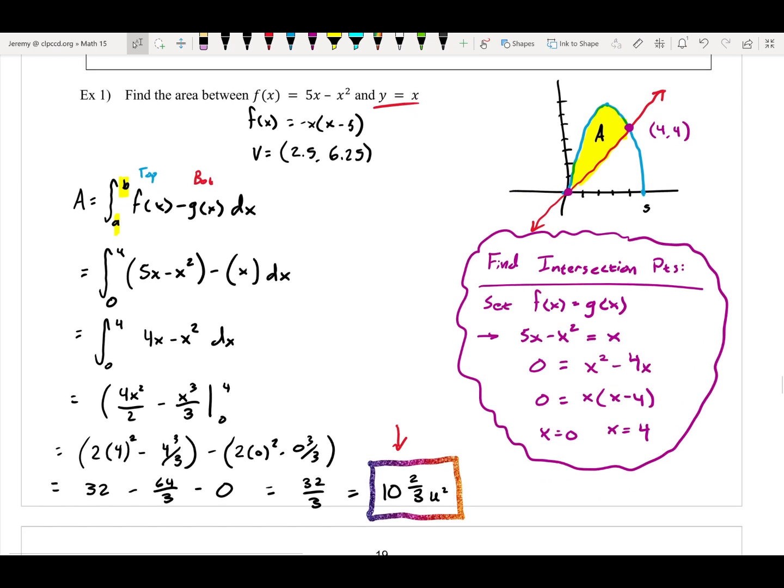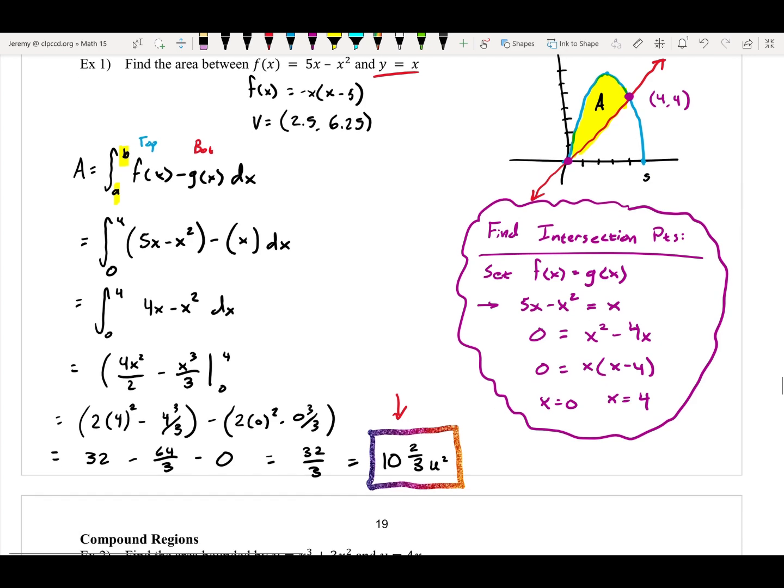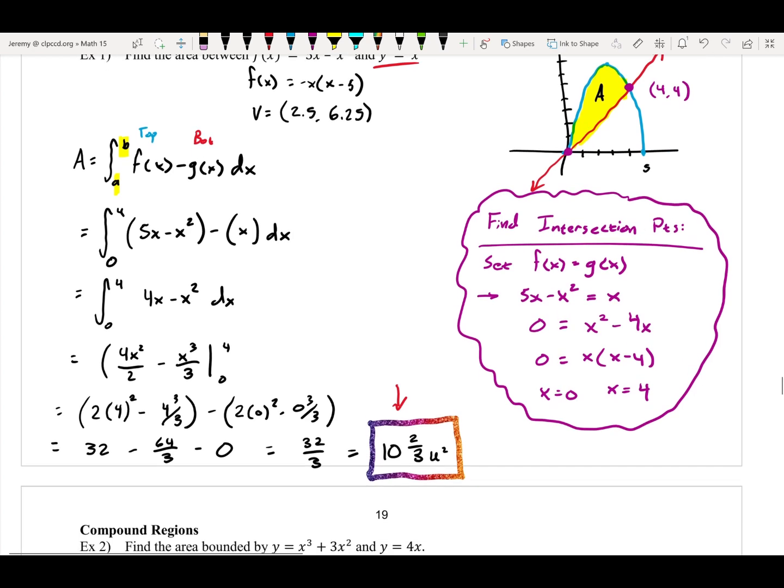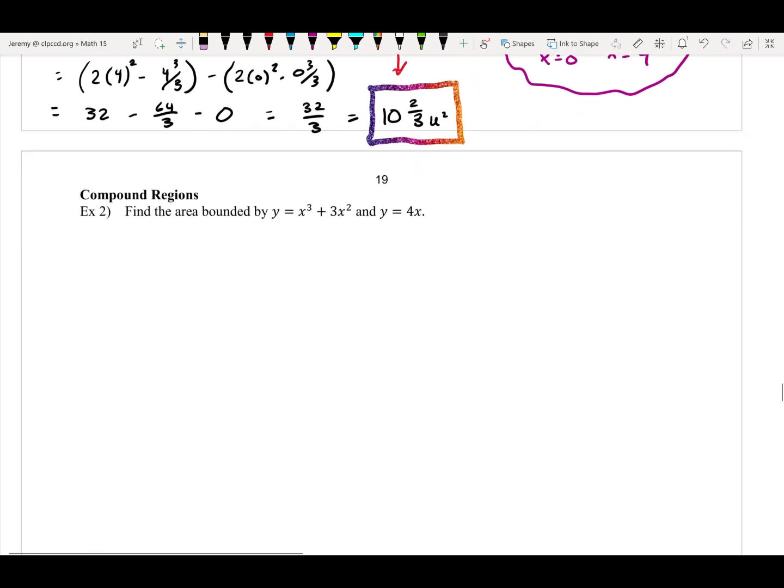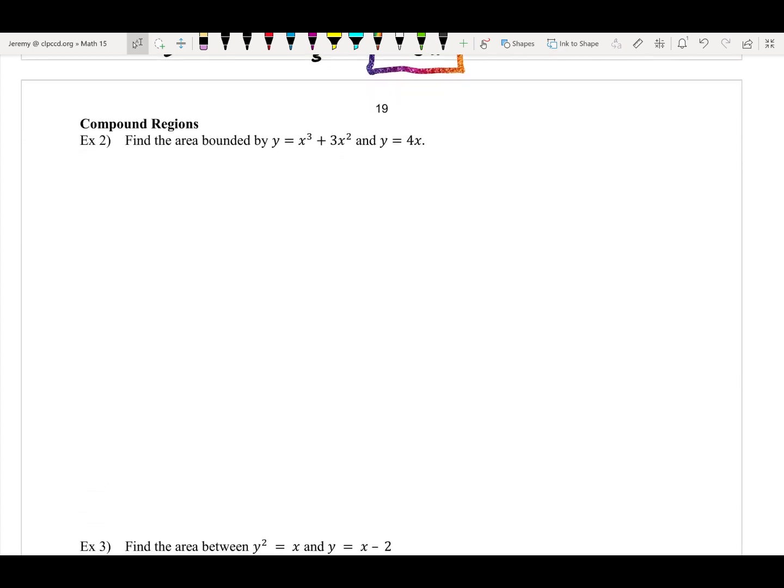Okay, but that's mostly the process, right? Draw the picture, figure out what's the top function, the bottom function, find intersection points if you have to, and set up your integral and evaluate. Let's try another one. Example 2. We want to find the area bounded by this cubic function, y equals x cubed plus 3x squared, and y equals 4x.